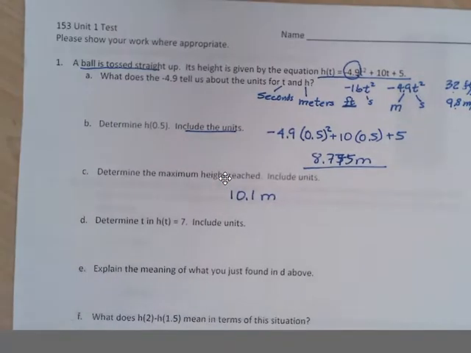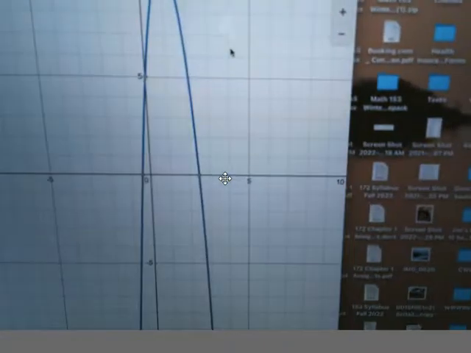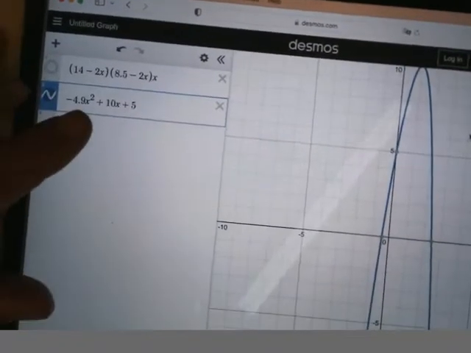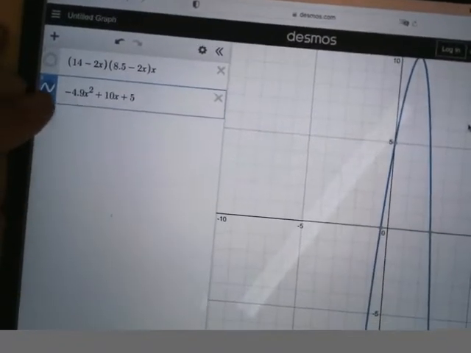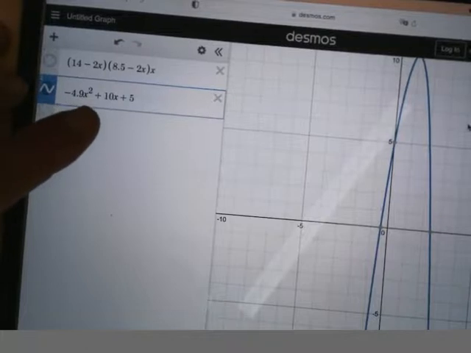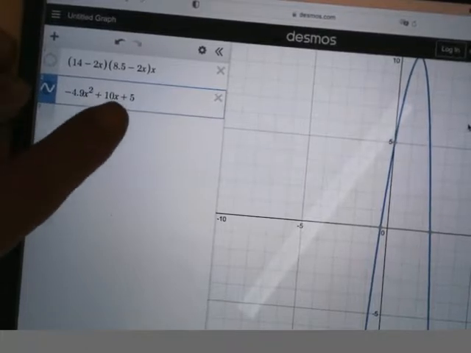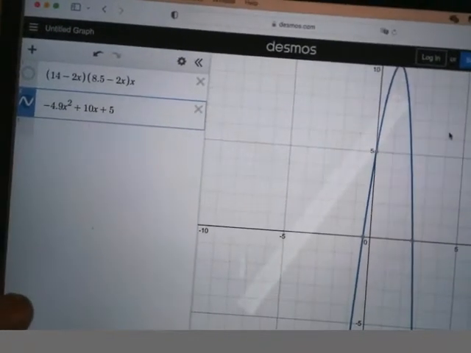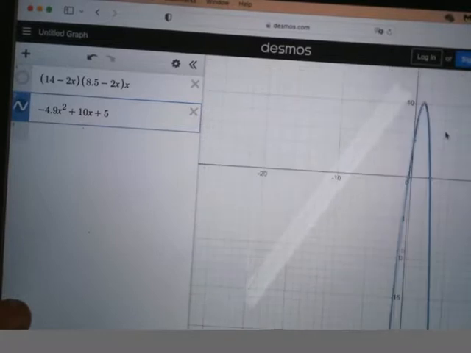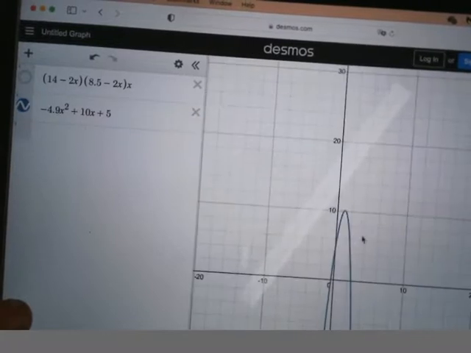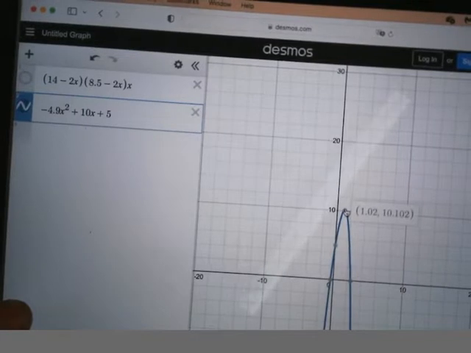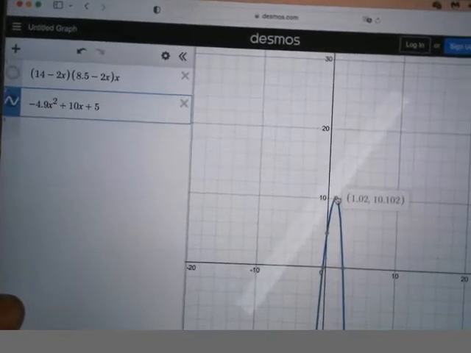Now if I do it on Desmos, you can type it in with a t, but if you do, then you have to say h of t or something like that. Or you can just put x's like I did on the calculator. It'll automatically graph y equal to that. And then to find the maximum, I slide this down and tap the top. It says at 1.02 seconds, it's at a height of 10.1 meters.